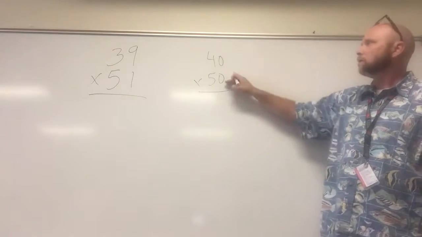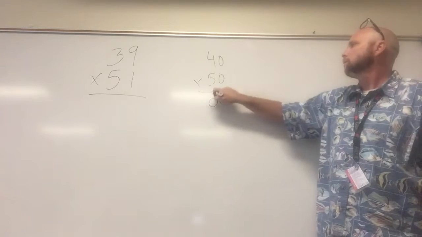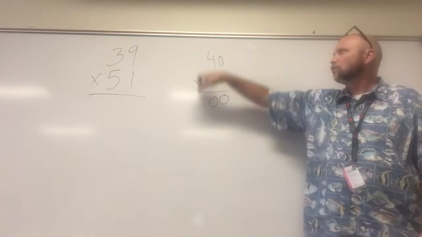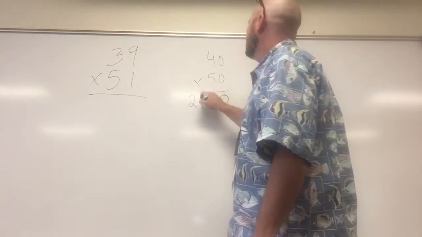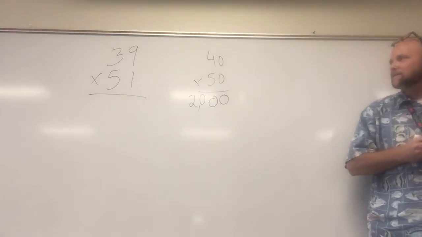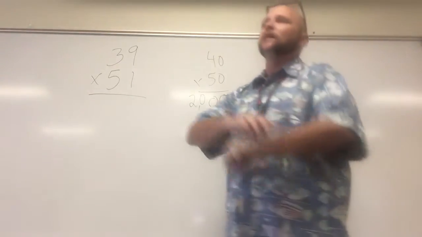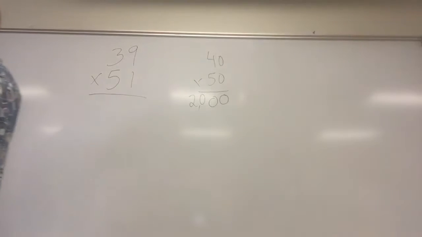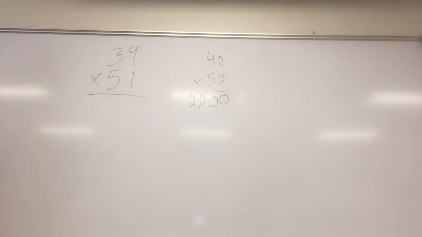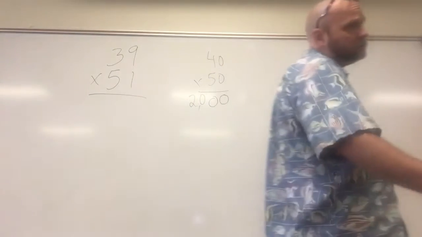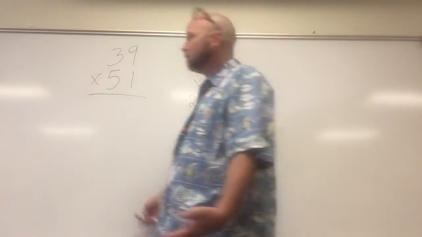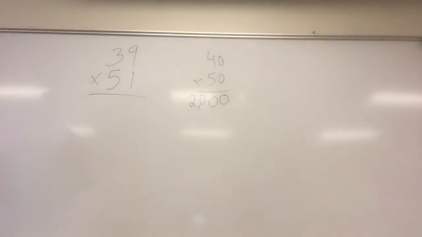If I have zeros here, I can just put 2 zeros down because these both end in a 0. 4 times 5 is 20. So my answer needs to be somewhere in the vicinity, in the ballpark, around 2,000. Now we start with our ones place.